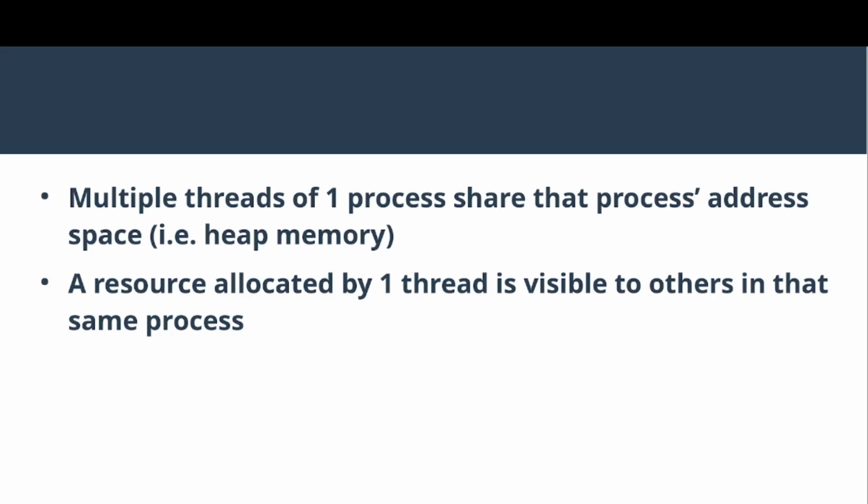Multiple threads of one process share that process's address space, like heap memory. So we touched on this a bit. We'll look at a visualization in a moment. But for that process, there are certain resources allocated to it, and those resources are shared by all threads in that process. Now, a resource allocated by one thread is visible to others in that same process.